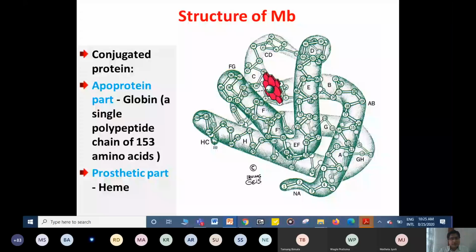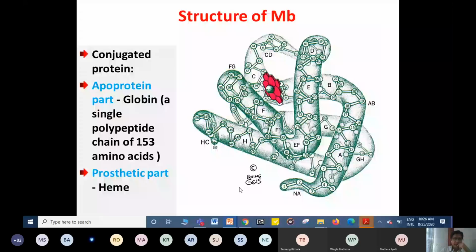Okay, the structure of myoglobin. This is a conjugated protein. The apoprotein part, that means the protein part, the globin, is a polypeptide chain of 153 amino acids. This number of amino acids is also important, especially for MCQ examinations. Okay, myoglobin is a monomeric hemoprotein, consisting of 153 amino acids, and the prosthetic group, as you all know, is the heme. Okay, this is the large myoglobin chain, which is one single chain, and the heme group is shown here. And how it binds with oxygen we have already studied. So this is the heme group, and this is the myoglobin chain.